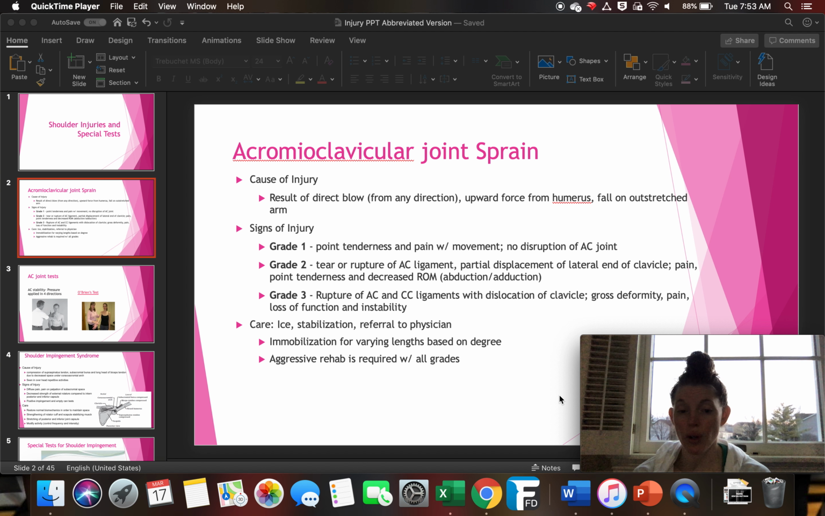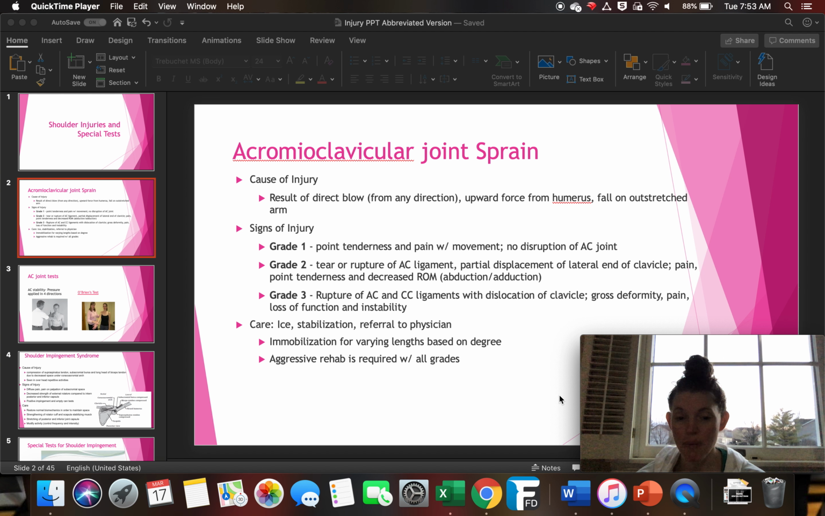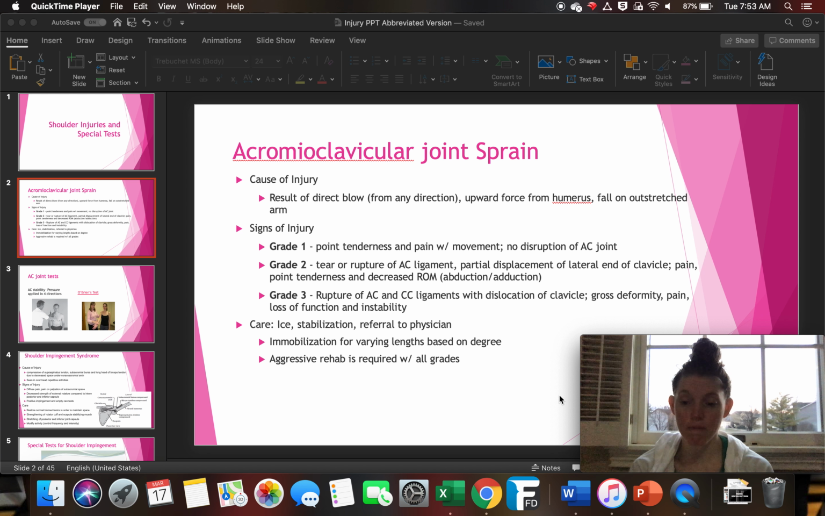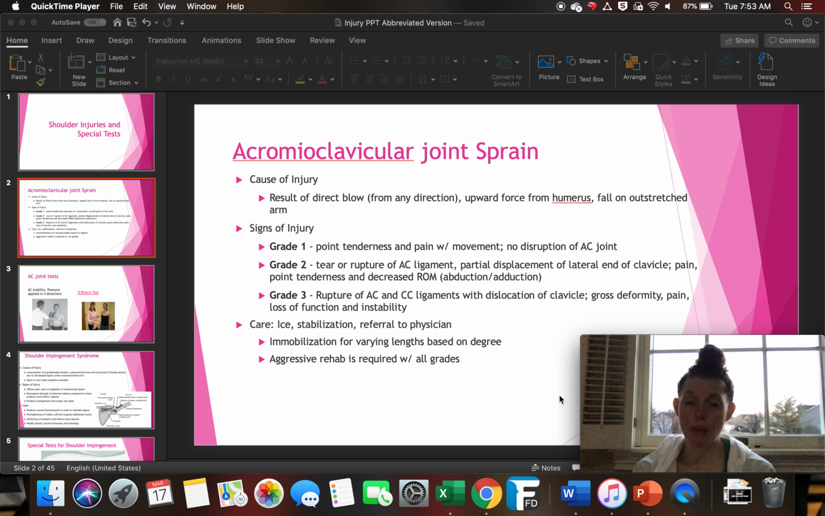So what do you do for it? Well, it's very simple, actually. You just need to ice it, stabilize it, and refer to a physician. So you don't need to try to do anything else with that injury. Feel free to pause, type, do whatever you need to do at this point. But I'm going to go ahead and go on to the next slide, which is special tests.